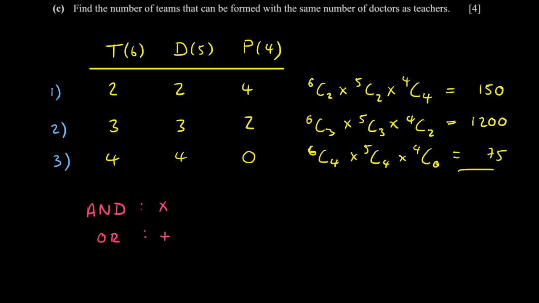Now, I can either have this case or this case or this case. So if I have or, what do I do? I add them all up. So I'm going to add up all of these numbers. And if I add up all of these numbers, I get 1425. Okay, and that will be my final answer. So let me just check that against the mark scheme, make sure I am right. 1425 is the correct answer.